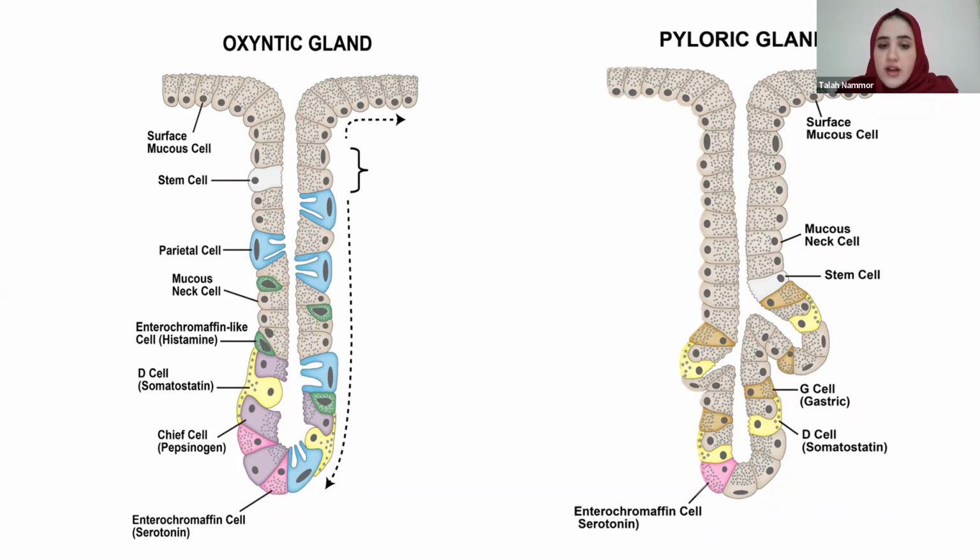Don't worry, I'm going to cover everything. It will reduce HCl. Excellent. So basically the D cell releases the only inhibitory hormone, which is somatostatin. This somatostatin is like the big boss. It keeps everything in check.